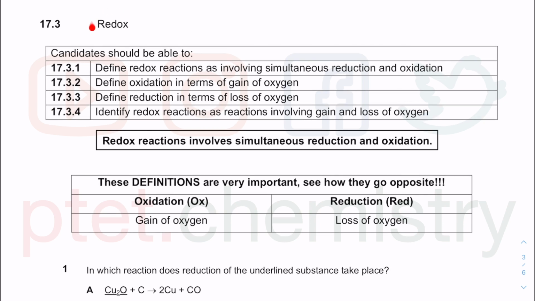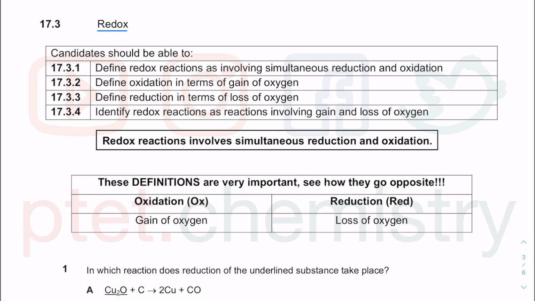So this is the start of a new topic on its own. It's called Redox changes. So this is for the combined science 5129 or any other foundation science which involve chemistry and the physics and biology combined into one subject. But I'll mainly be talking about the chemistry side of the subject.